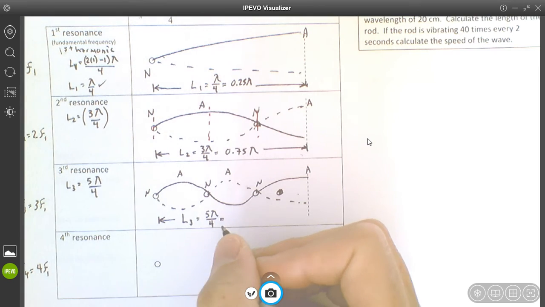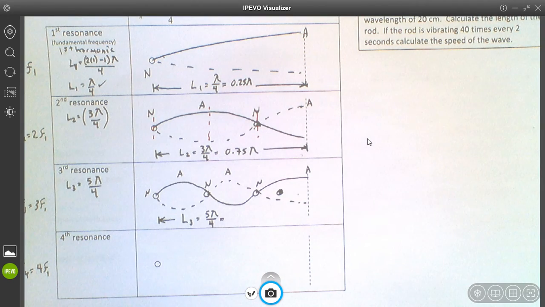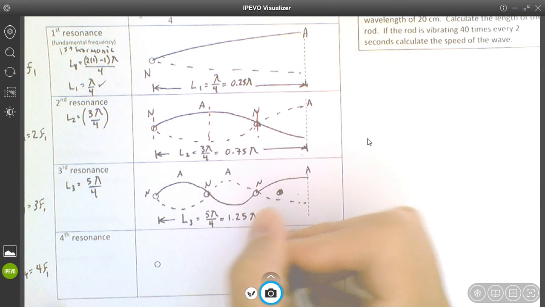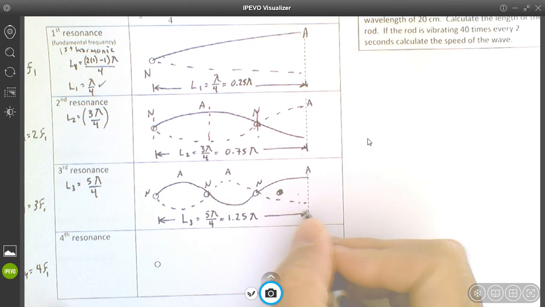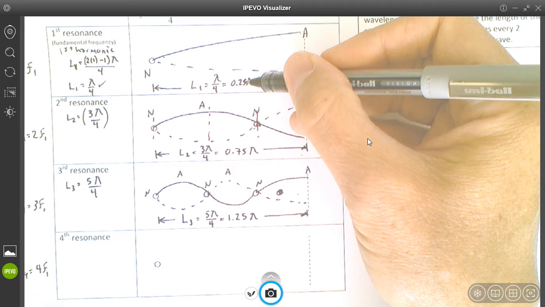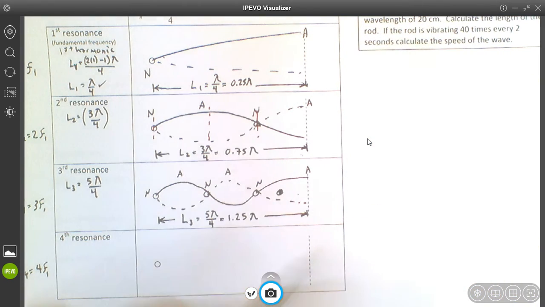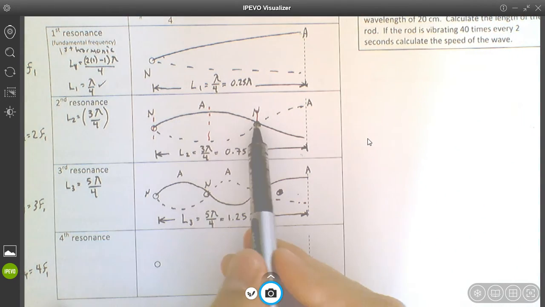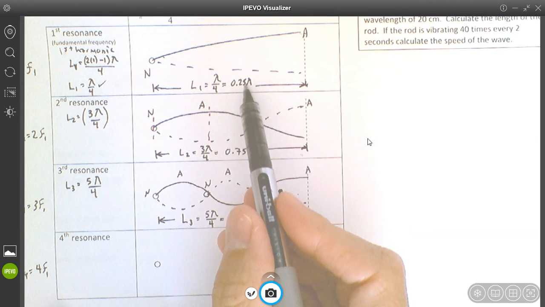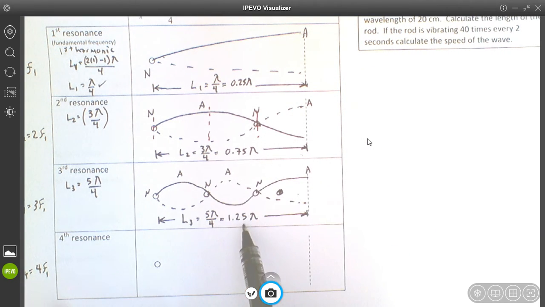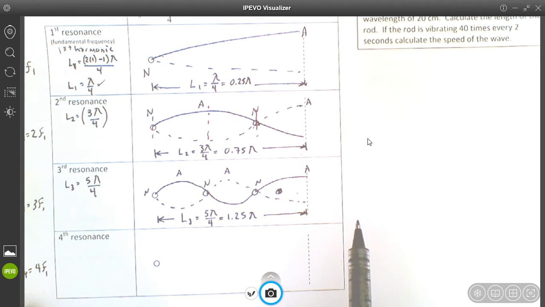And if you want to write that as 1.25 lambda. Can you see what's happening? Quarter of a wavelength, and then it goes up by half a wavelength every single time because we're adding in these additional ones. So you can see that's half a wavelength, so we added half a wavelength. 0.25 plus 0.5 is 0.75. 0.75 plus 0.5 is 1.25, so on and so forth.